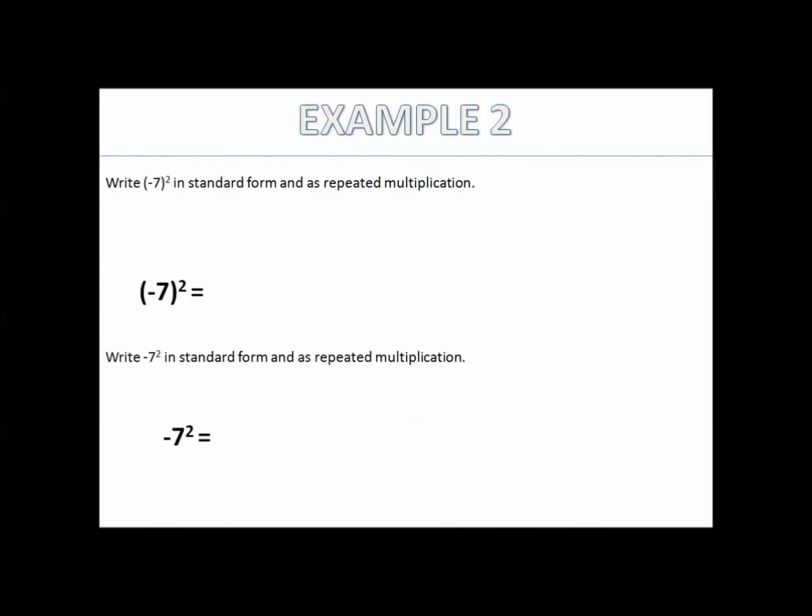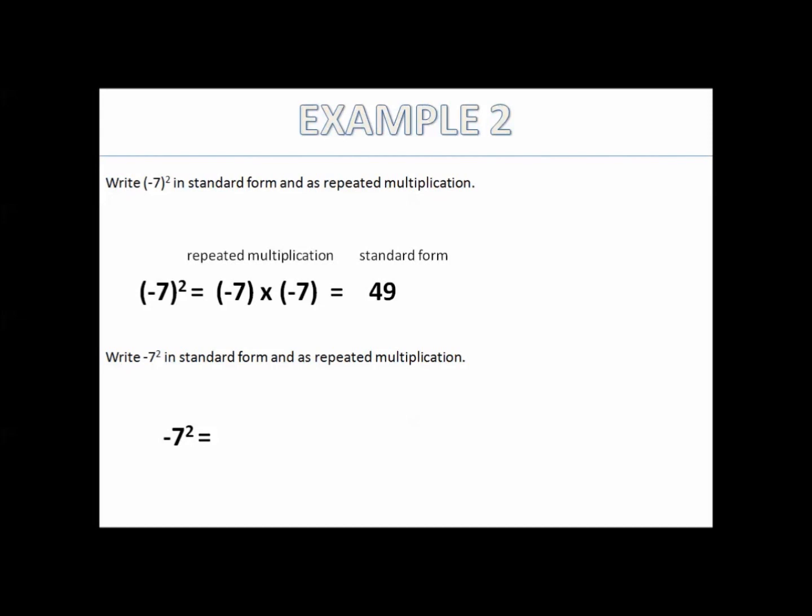Example 2. There's two parts to this example. First part, write -7 all squared in standard form and as repeated multiplication. So here we have -7 squared in brackets. So repeated multiplication means that we repeat everything because it's all contained in brackets. So -7 times -7, which equals, as we know, 49, which is the standard form.